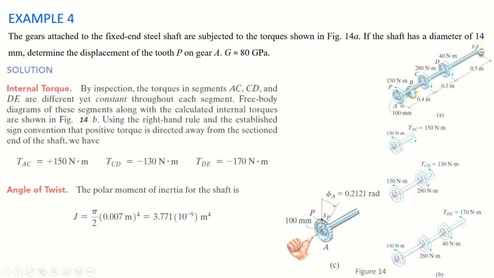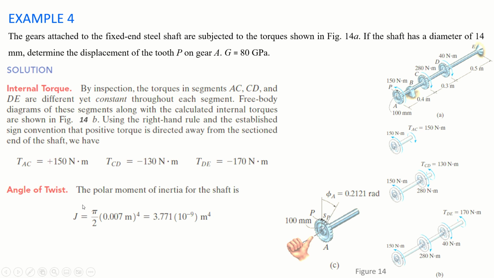The gear at A has teeth, and it says that for the tooth P on this gear A, you have to find its displacement. So to find the displacement, you have to find the angle of twist, right? G is also given. So in the same manner as we determined it for the previous case, take the sections: the first section will be here, second section will be here, and third section will be here. So TAC will be equal to 150, TCD will be equal to 150 minus 280, and it will be minus 130, and TDE will be equal to 150 minus 280 minus 40, and it is minus 170. So all three are given here.